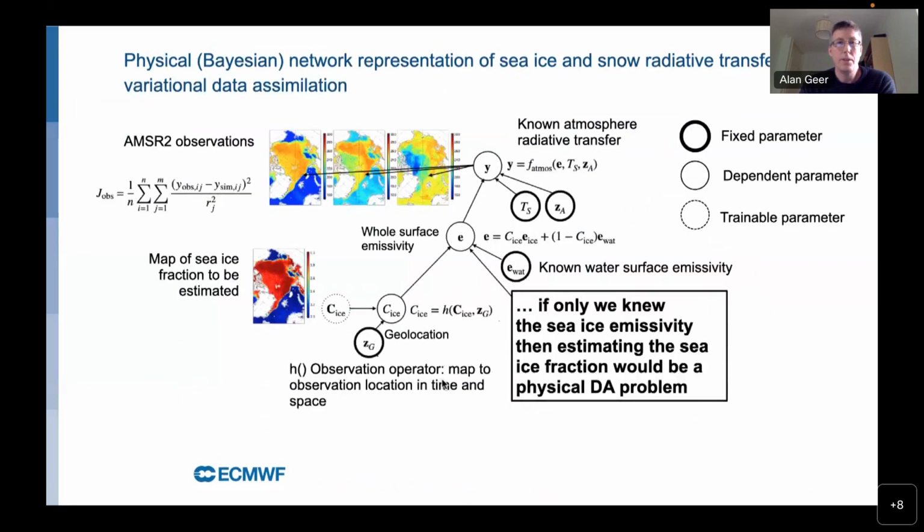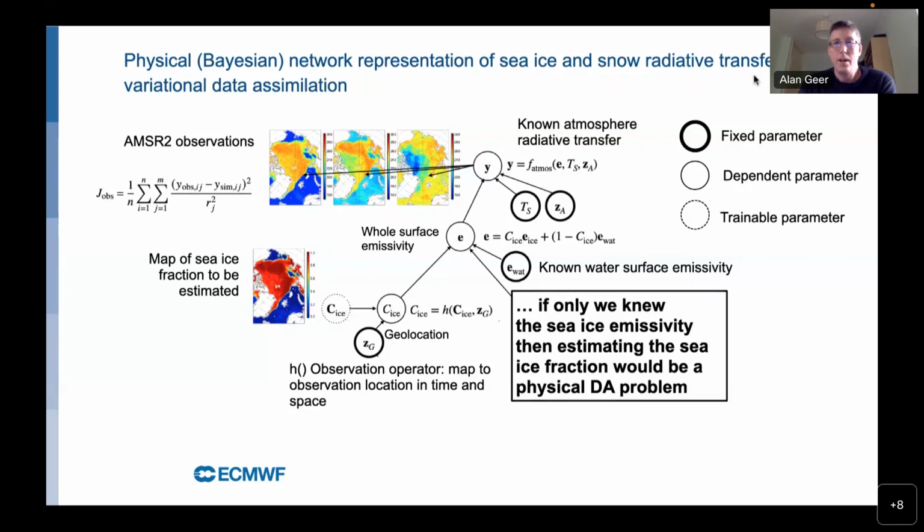Now, if this was a physical problem, we could represent it using a network, and this is a Bayesian network representation of the problem. At the top, we have Y, which are the observations being simulated by the network. They're being compared using a cost function to the true AMSR2 observations. These equations here represent the atmospheric radiative transfer, the clouds, precipitation, and water vapor. The whole surface emissivity that we saw on the previous slide, E, the equation is represented here. And the sea ice fraction is input to that equation at the observation locations, and it's interpolated using an interpolation operator H from a map of the sea ice.